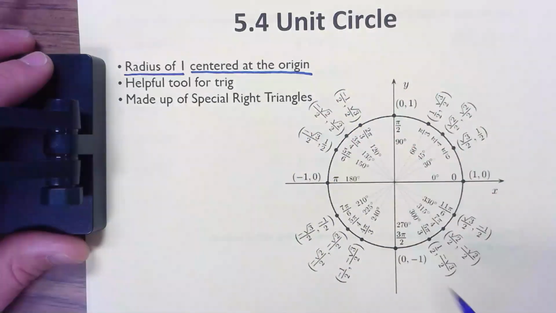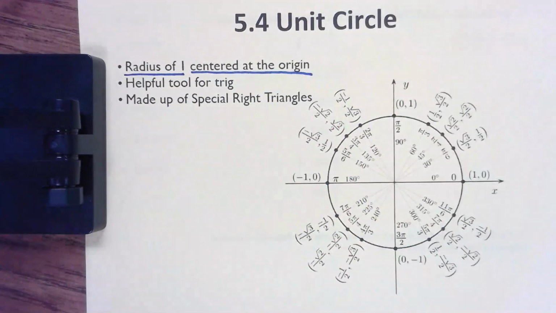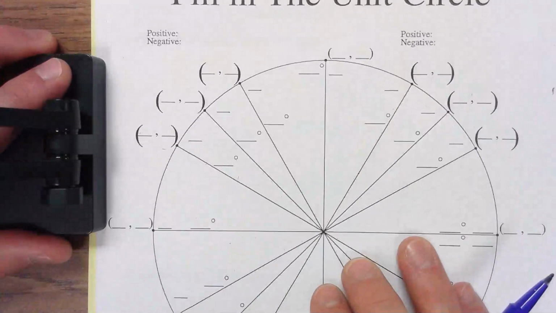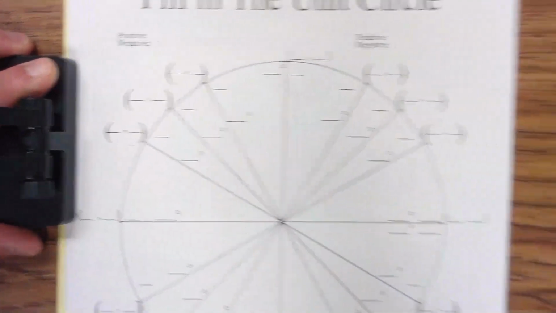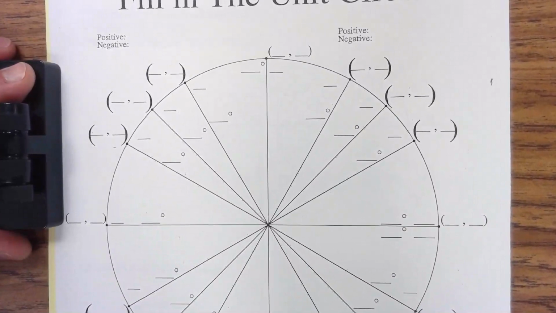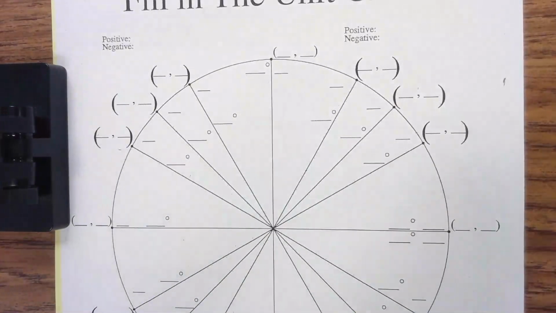Let's come back to this here in a second and let's work on filling in the unit circle with degrees and radians. Let's do that right now. I'm going to hit pause here. Some parts we already know on here. Right now, we're just going to worry about filling in the angles, and then we'll come back and do the points later.